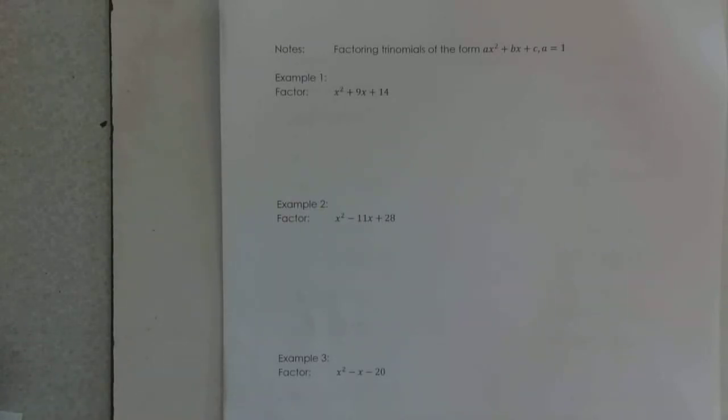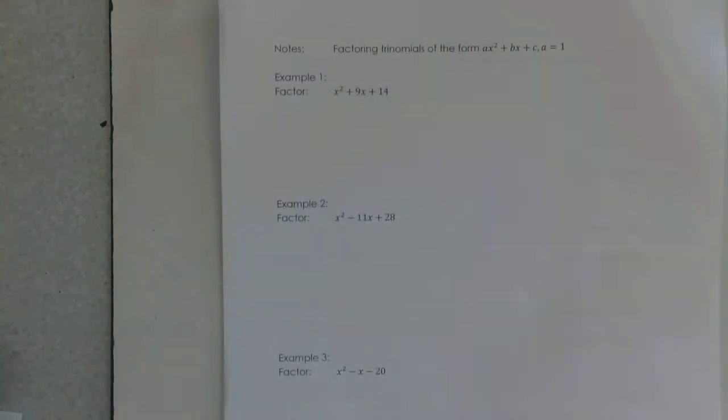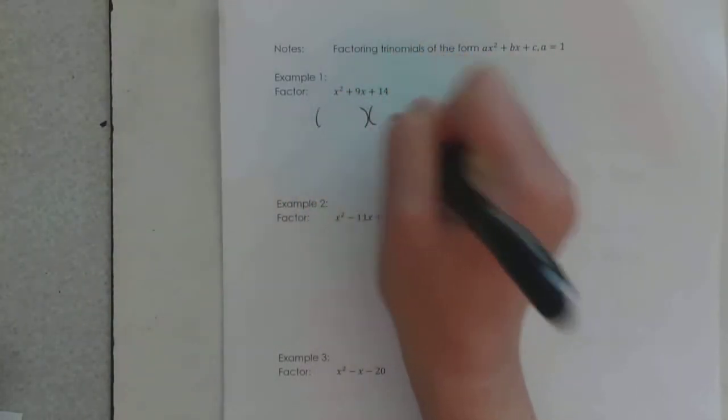Alright, so today I'm going to show you how to factor trinomials. First of all, a trinomial is just an expression that has three terms. The tri means three. Okay? So we are going to factor this into factors.